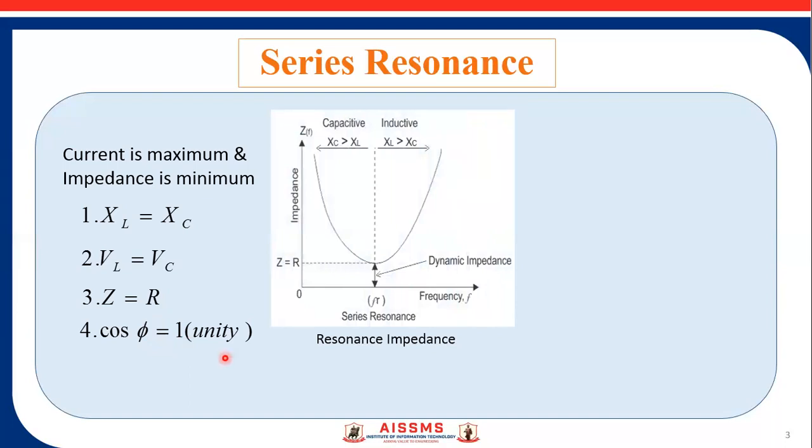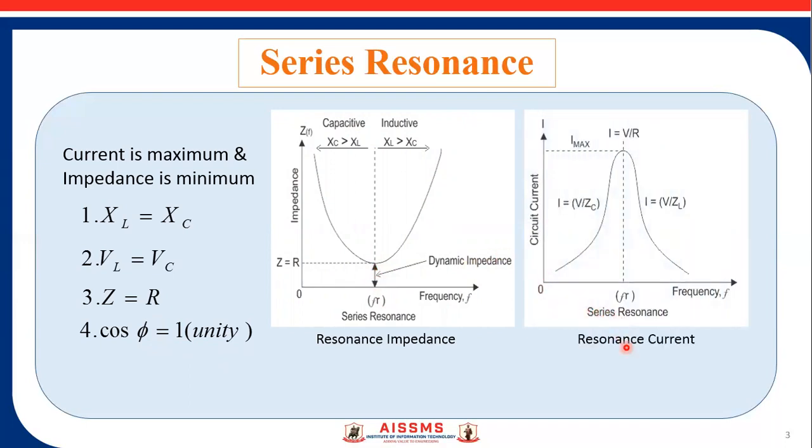This is the resonance impedance waveform. So the curve looks like this. In case of capacitive, the curve looks like this. In case of inductive, the curve looks like this. And when Z is equal to R, at resonant frequency it is constant. This is the dynamic impedance.